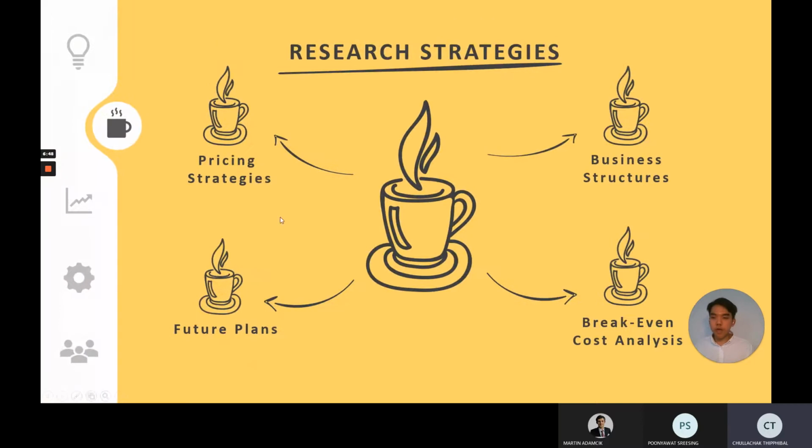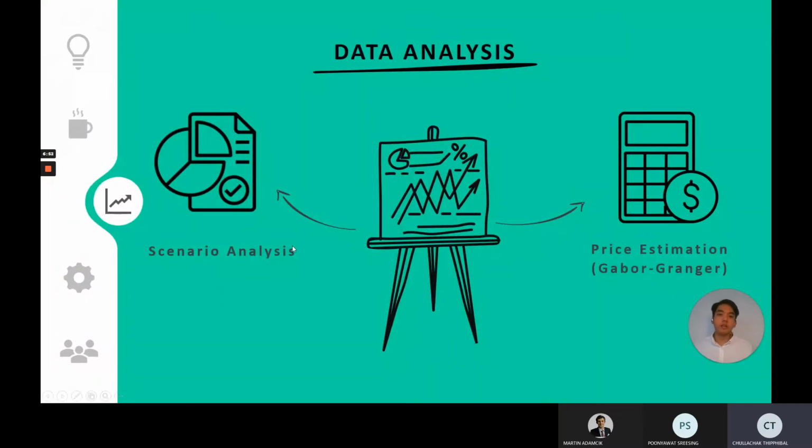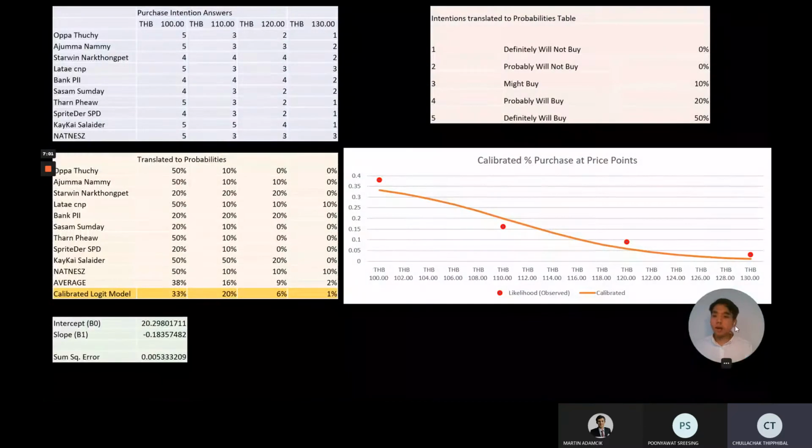So that's my future plan. And moving on to the most important part of my research, the data analysis. As I said, I use the price estimation of the Gabor and Granger method. So let's begin with that.